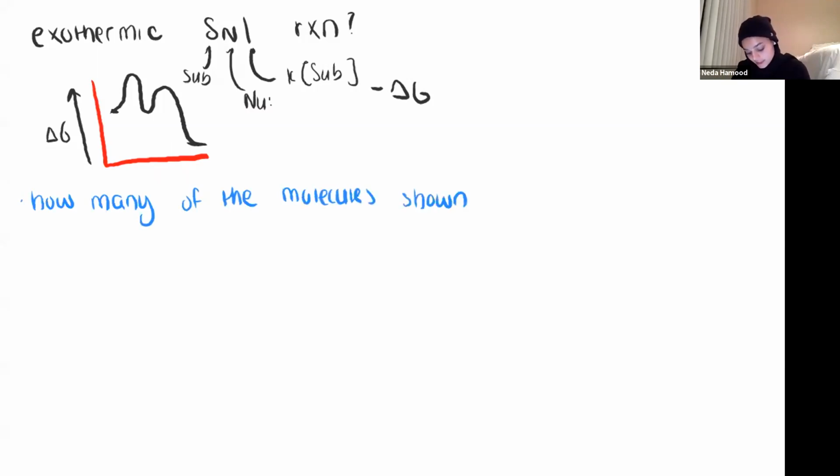So these kinds of questions where it's like how many of the molecules shown are chiral, I always get super tripped up about, because one of these answers here is definitely correct, but they're all pretty similar.